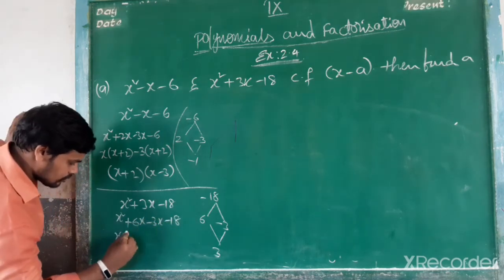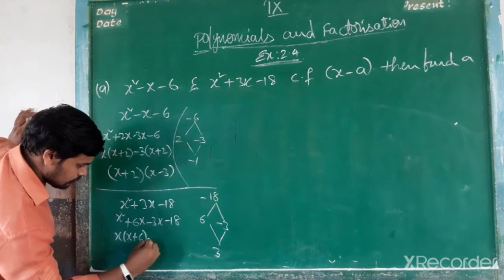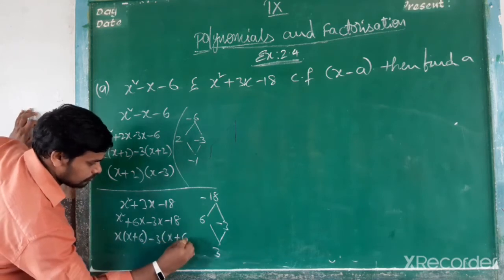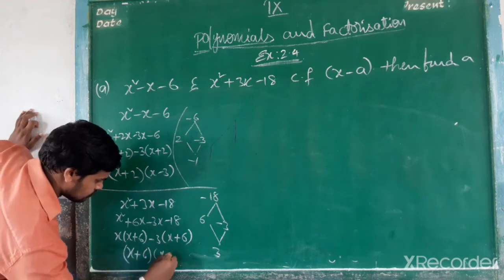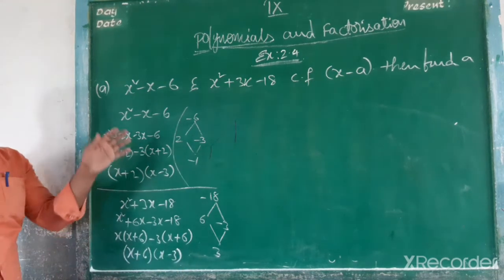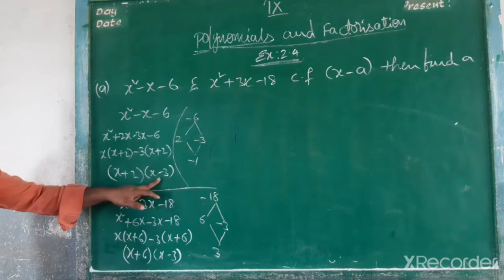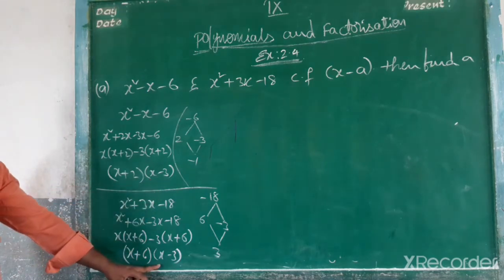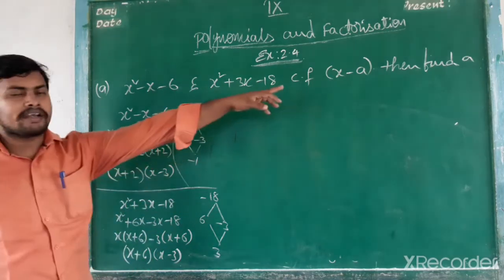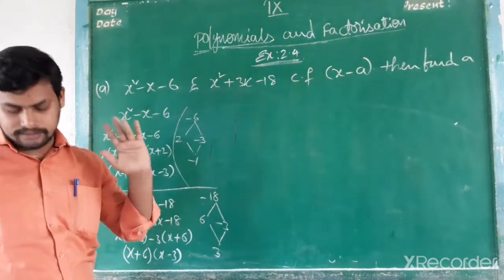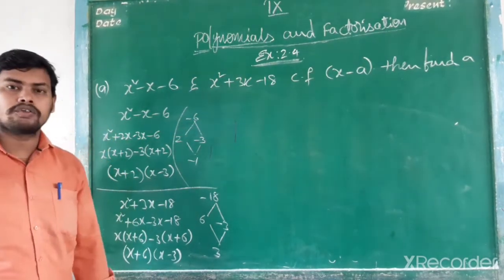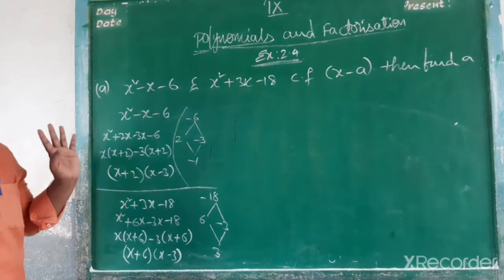Common factor? Here x minus 3 is there, here also x minus 3 is there. So what is the value of a here? Here the value of a is simply 3. Okay. Next, move on to the last and final sum of this exercise 2.4.